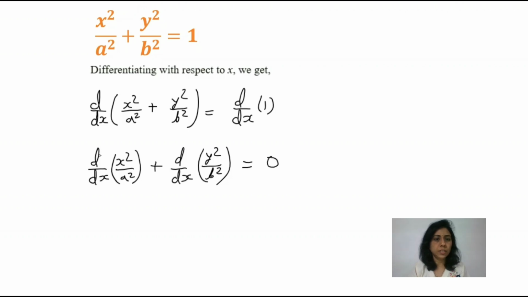When we differentiate this x square upon a square, a square is constant, so we can write 1 upon a square, but when we differentiate x square, we get 2x. So we get 2x upon a square. Here, when we differentiate with respect to x, we get 2y upon b square dy upon dx is equal to 0.